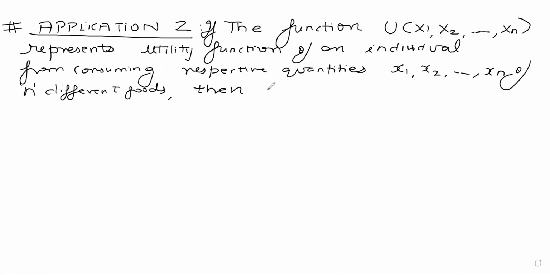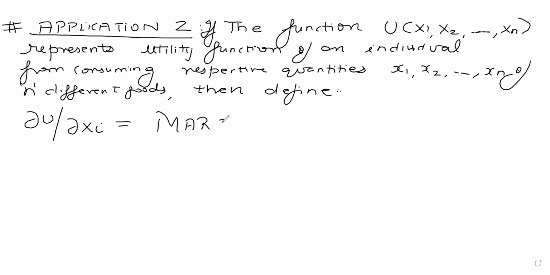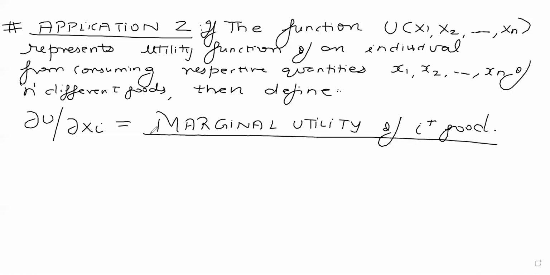then define del u by del xi as the marginal utility of the ith good. So in application 1, when you differentiate the production function with respect to the ith unit, you get the marginal product of the ith unit. In application 2, the same thing holds true from the consumer theory point of view. If you differentiate the utility function of an individual with respect to the ith good, you get the marginal utility of the ith good.